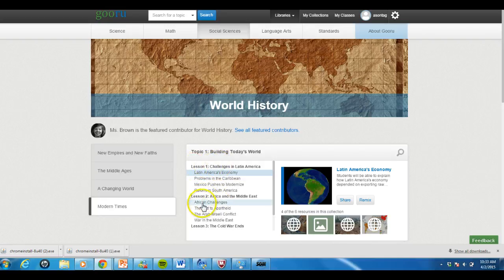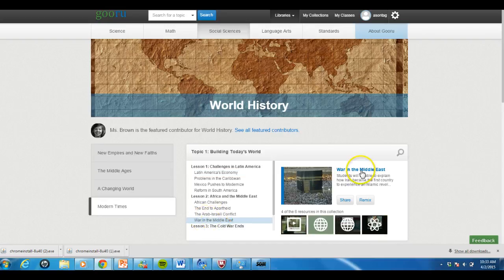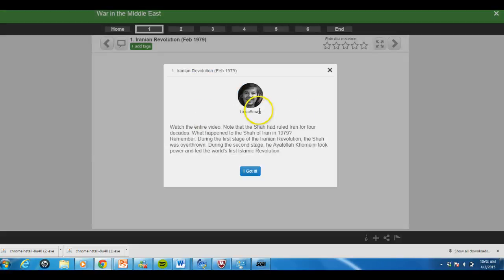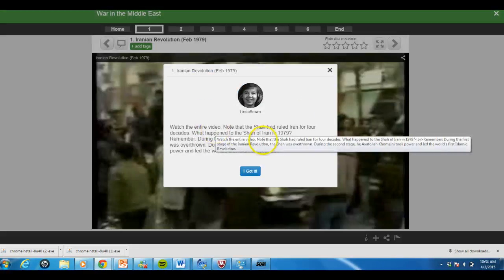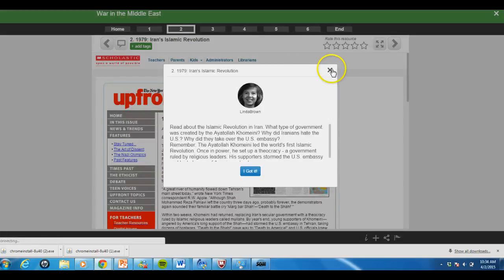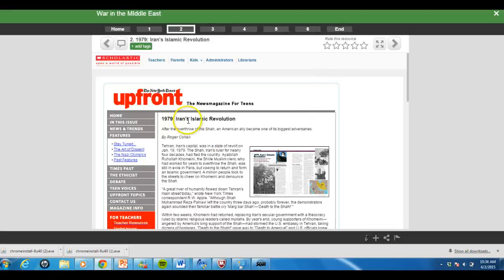and in lesson 2 there's a lesson about war in the Middle East, and I'm going to click on this war in the Middle East lesson because I found this very valuable. There's a video on slide 1 where the teacher tells us how the Shah ruled and what happened in 1979, and watch a video about this. Then we can go over where students can read articles about Iran's Islamic Revolution.